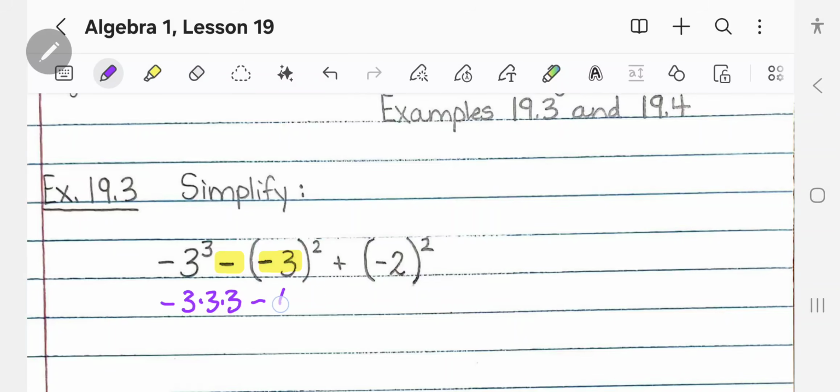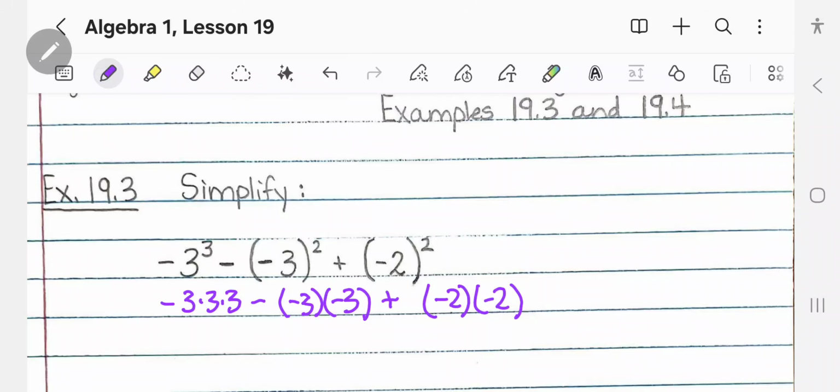The base here is negative 3, so negative 3 times negative 3. And then I'll copy down this plus sign. And then I'll write out what this means, which is negative 2 times negative 2. Again, the parentheses tell me that the negative is part of the base and will be repeated, okay?